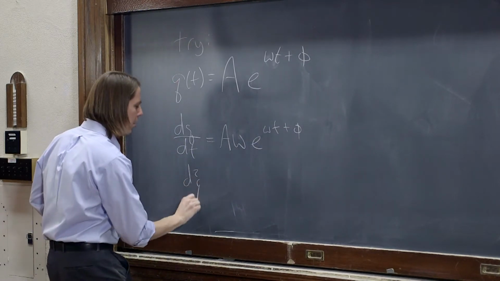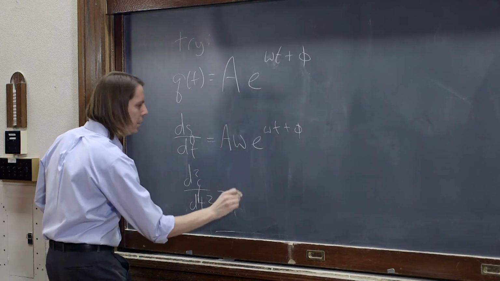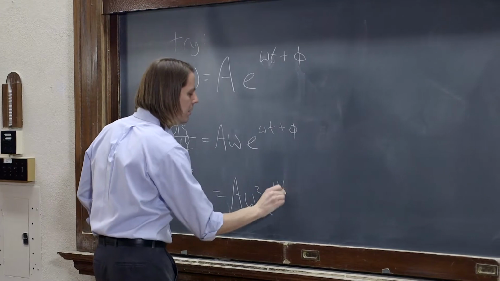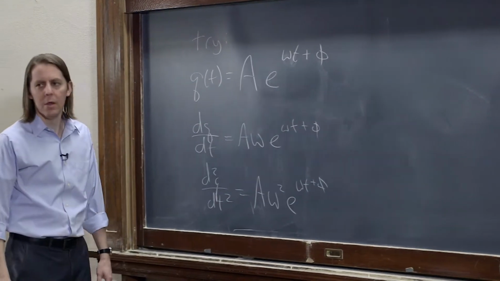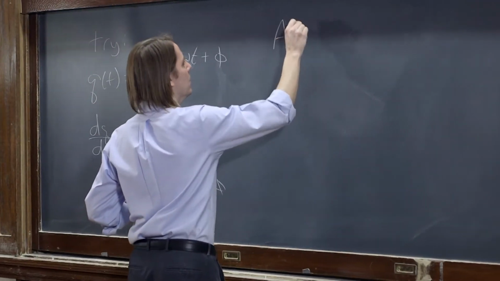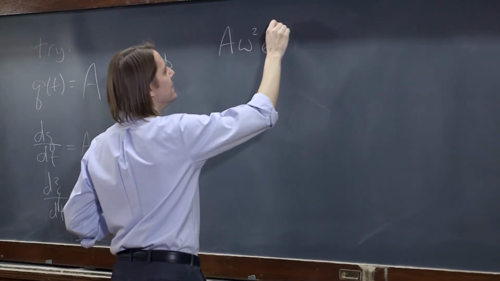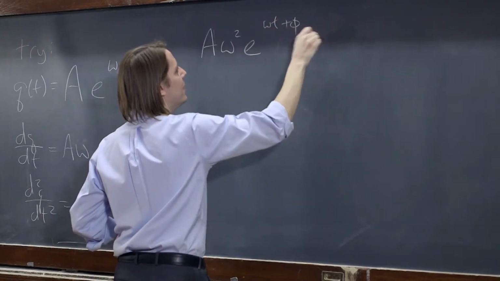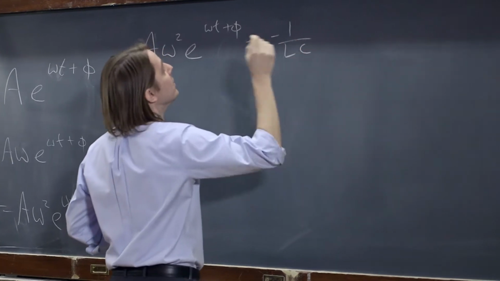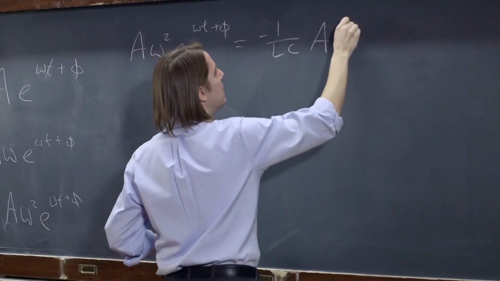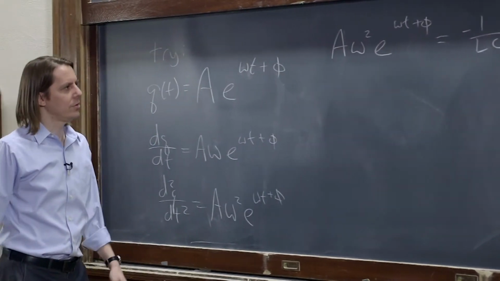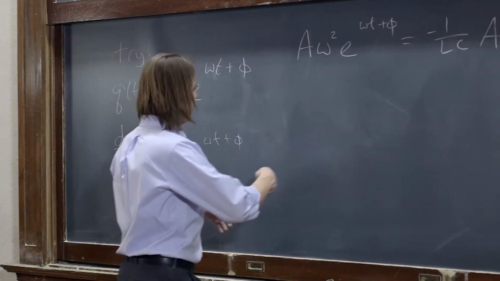And the second derivative, you pull down just another omega: a omega squared e to the omega t plus phi. All right, well, let's just plug them in. So the second derivative, a omega squared e to the omega t plus phi, equals minus 1 over LC times q, a e to the omega t plus phi. And we ask the equation, is this good?